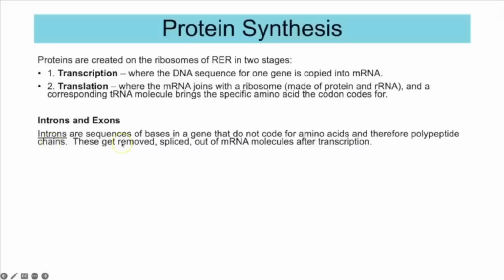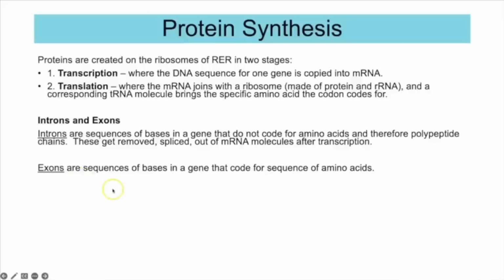And in fact, they get removed out of the mRNA after it's been transcribed, and we call that splicing. The introns get spliced out of the mRNA. Exons are sequences of bases in a gene that do code for sequences of amino acids. So those are the coding sections on your mRNA.